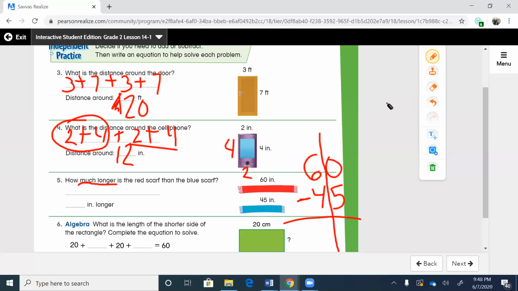All right, start with your ones. We can't take 0 from 5, so we're going to have to go next door. The 0 becomes a 10, 6 becomes a 5. 10 minus 5 is 5. 5 minus 4 is 1. So the red scarf is 15 inches longer than the blue scarf.